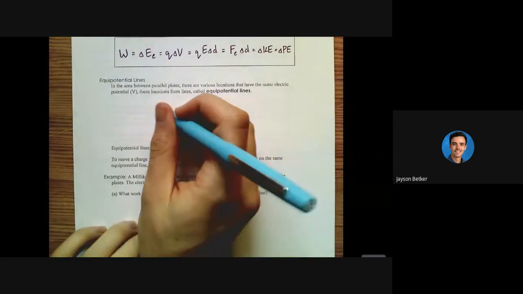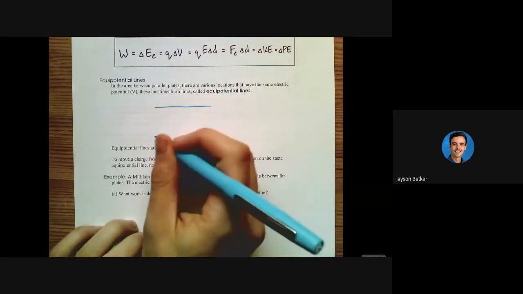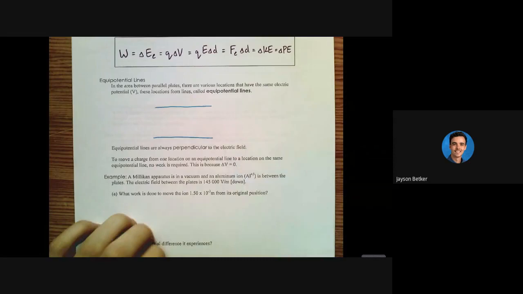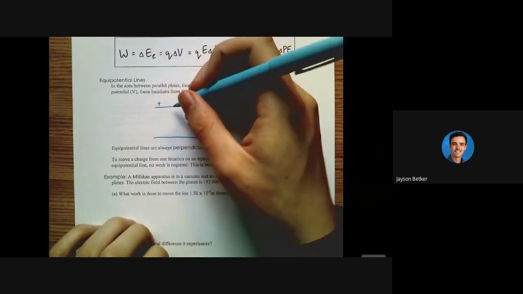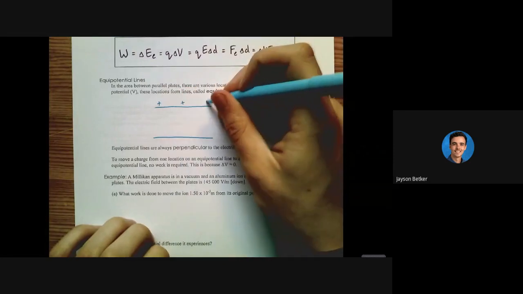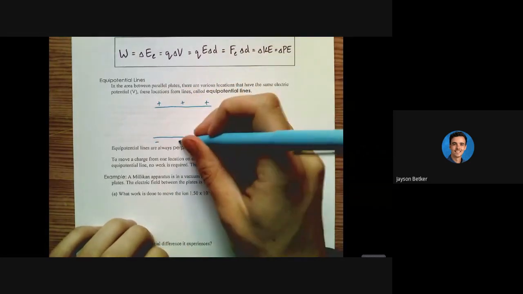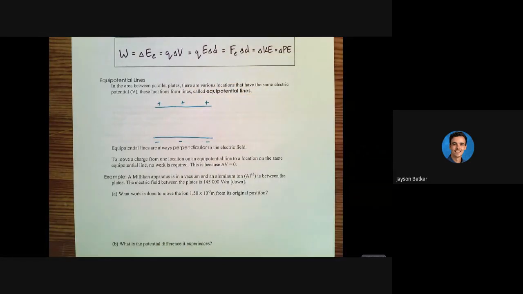Little side note here: what are equipotential lines? So in the area between two parallel plates, let's draw two parallel plates. Okay, and we'll make the top one positive, make the bottom one negative. Now, in the area between two parallel plates, there's various locations that have the same electric potential.